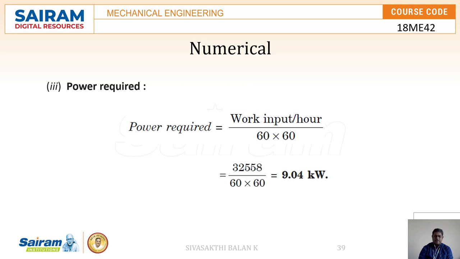And the power required to run the reversed Carnot cycle refrigeration system: we know the work input per hour should be converted into kilojoules per second. If we get the work input per second, we can find the power required for the system. Already we have calculated 32,558 as the work input to run the compressor, in kilojoules per hour. We need to convert that into kilojoules per second by dividing by 3600, so that finally we get 9.04 kilowatt as the power required to drive the compressor.